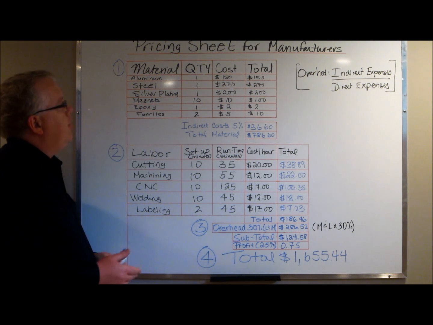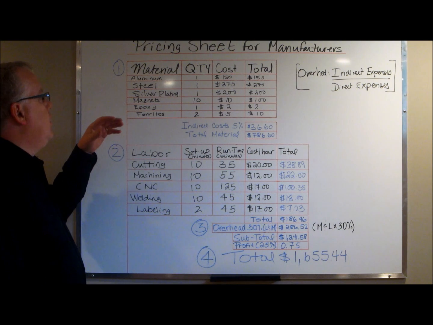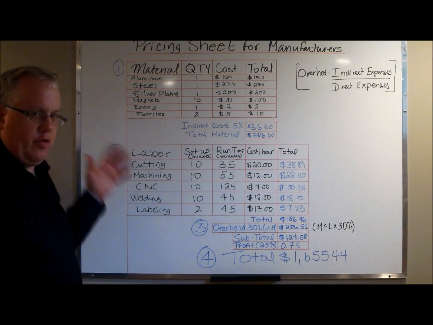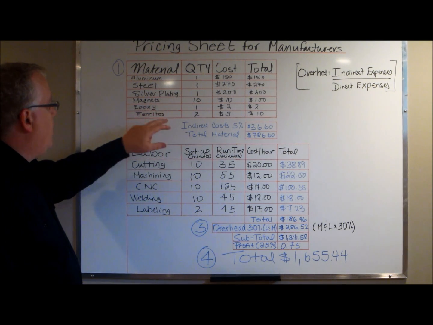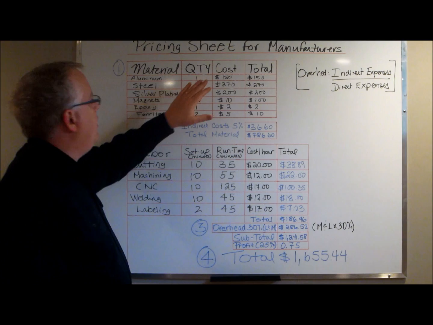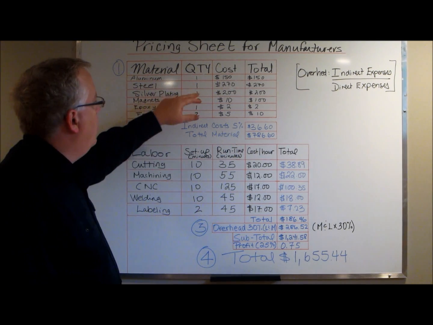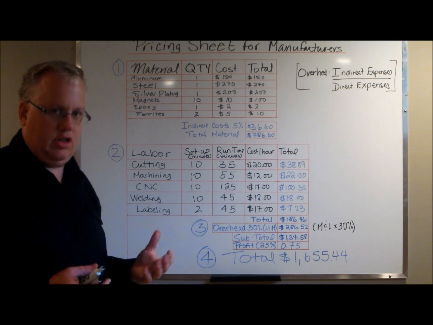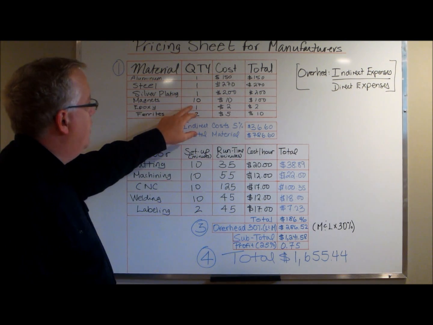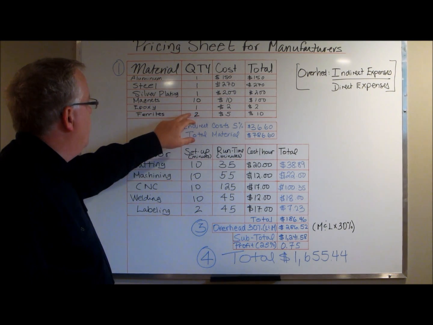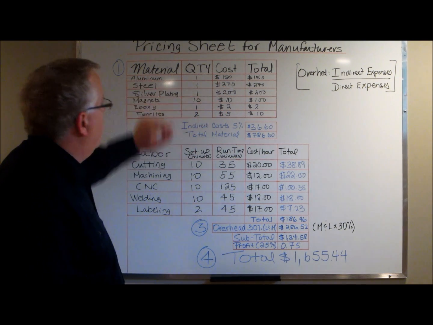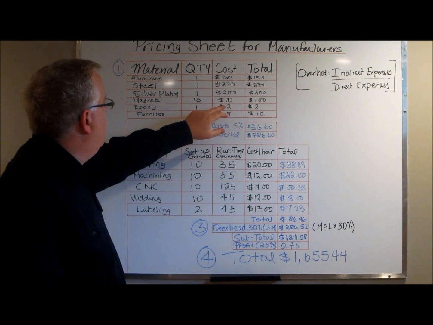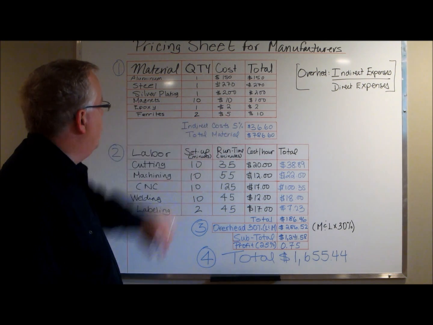So very quickly, material. What we're doing in this case is accounting for the material to make one unit. In this case, the company's using aluminum, steel, they're silver plating the aluminum, and they're using magnets, epoxy, and ferrites. And this is the quantity for each unit manufactured: 10 magnets, one epoxy, which is basically a glue, so one little dab of glue, and then ferrites here. The cost per material is $150, $270, $200, $10 for each magnet, $2 for the epoxy, and $5 for the ferrites.